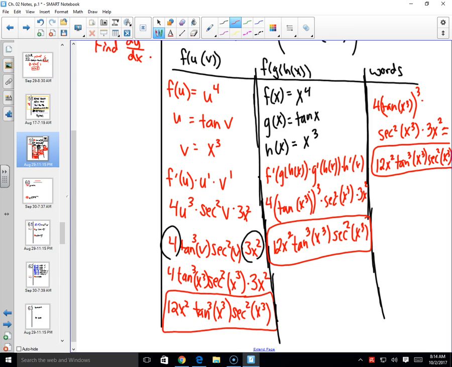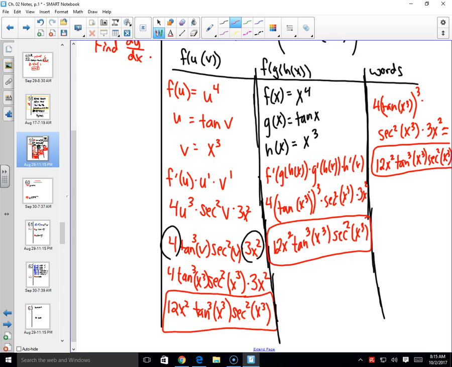For this one, once again, the outer was to the fourth, but this is function notation, composition notation, so we say x to the fourth, the tangent of x, and then x cubed is our final inner. And then we had to do our formula of, take the derivative of the outside, keep the whole inside the same, both of them.